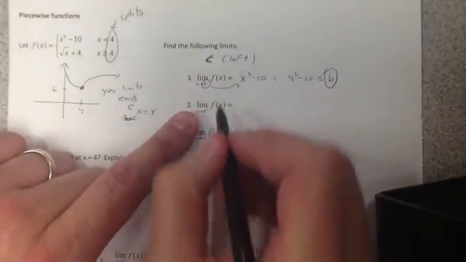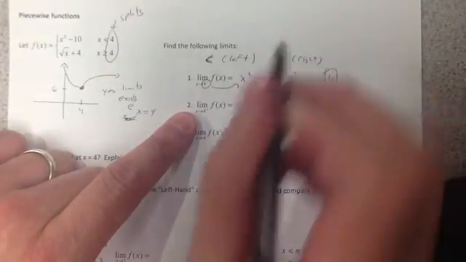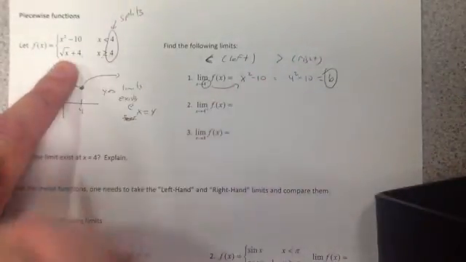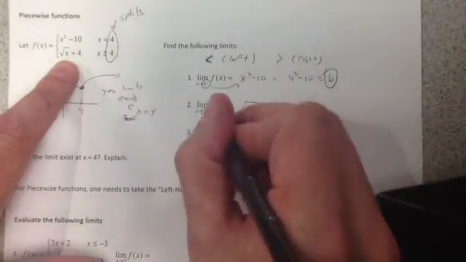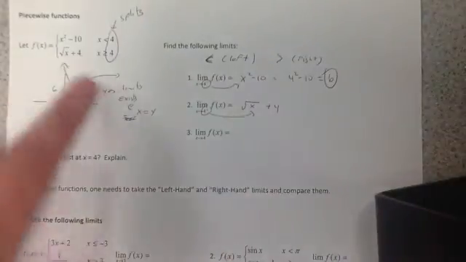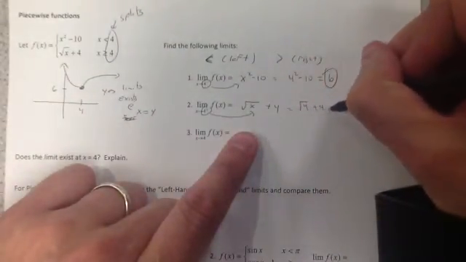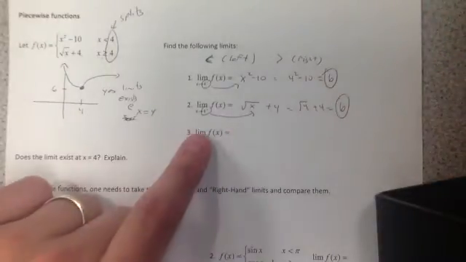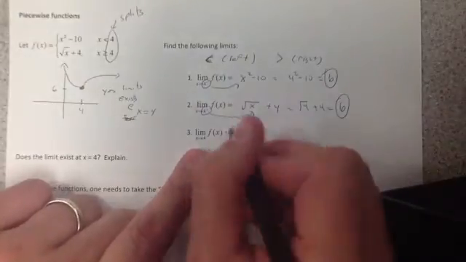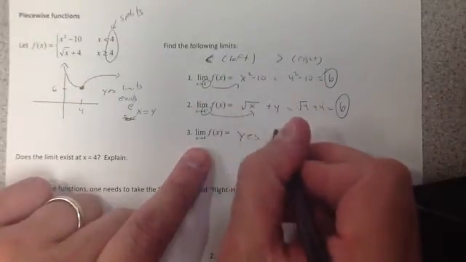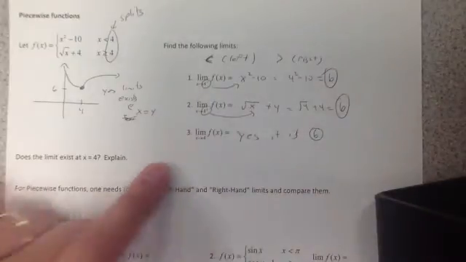If I go from the right, that's my greater than symbol, and that's going to put me on the square root. So I'm going to use the square root of x plus 4. Again, just like before, I substitute it in. We get the square root of 4 plus 4, which is again 6. Now the question, does the limit exist at 4? The answer, of course, is yes. It is 6.